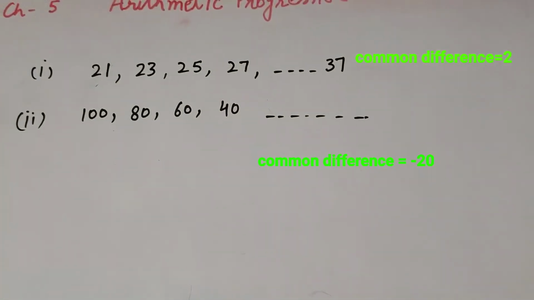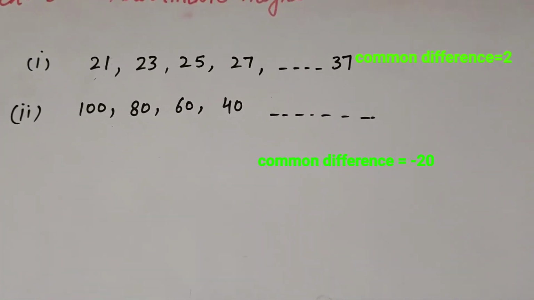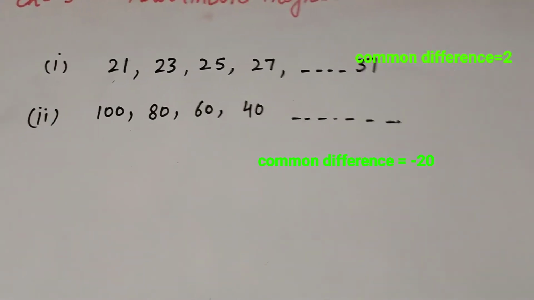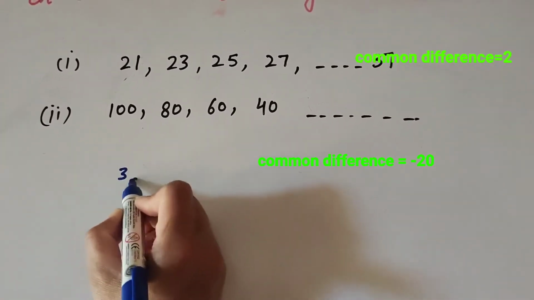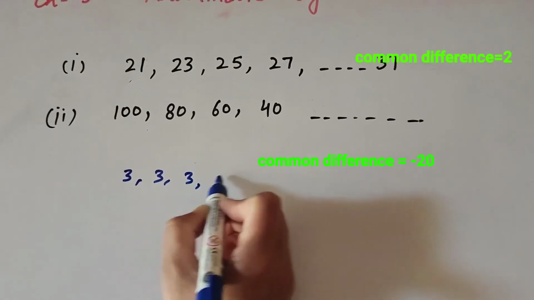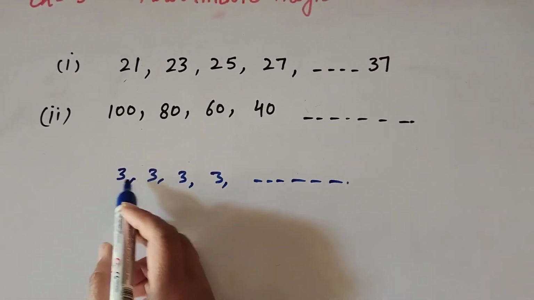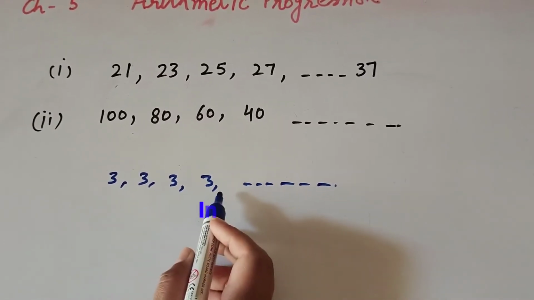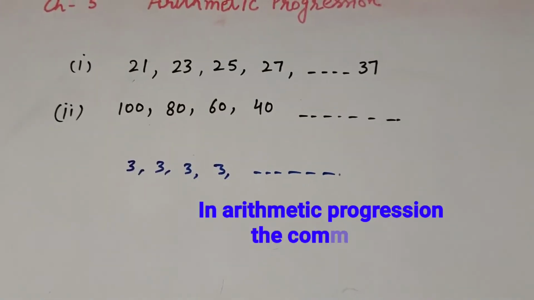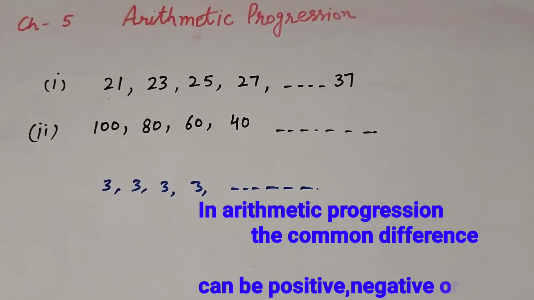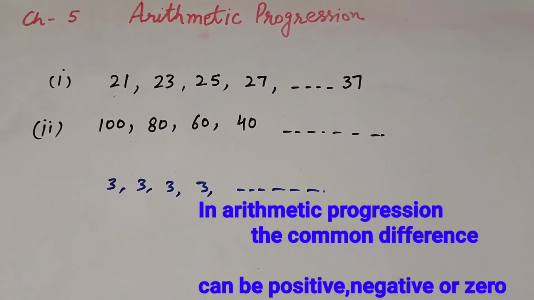From these two discussions we learn that the common difference in an arithmetic progression may be positive, negative or 0. We already discussed a series 3, 3, 3 and so on. In this the common difference is 0. So in any arithmetic progression the common difference can be positive, negative or 0.